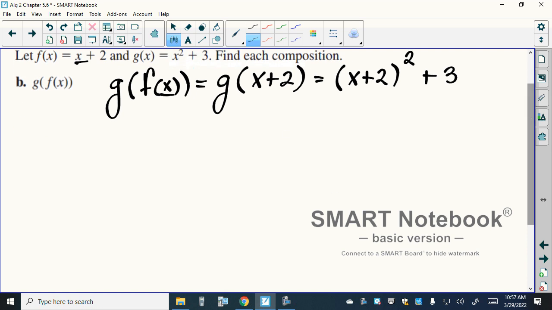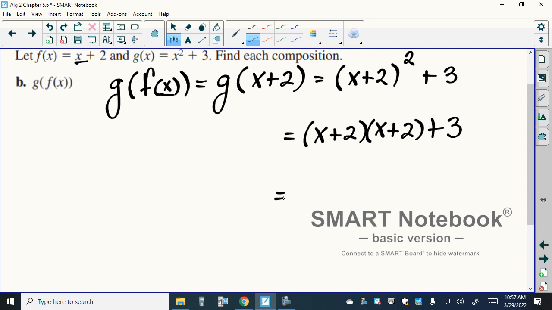Well, we need to simplify this. We're not going to leave it as x plus 2 squared. Well, x plus 2 squared is the same as x plus 2 times x plus 2, plus 3. Now our x plus 2 times x plus 2 would give us what? Because we'd have x squared plus 4x plus 4, yes? And if you can see that multiplication from x plus 2 times x plus 2, go on and write that out.